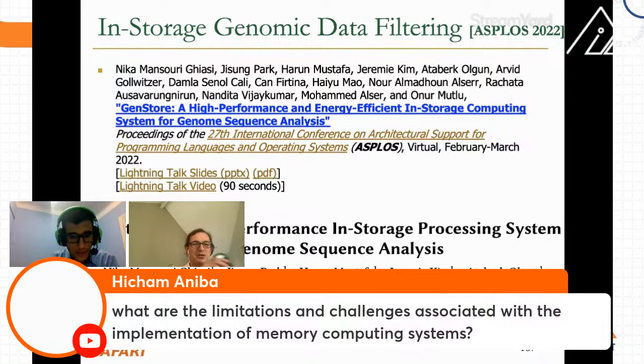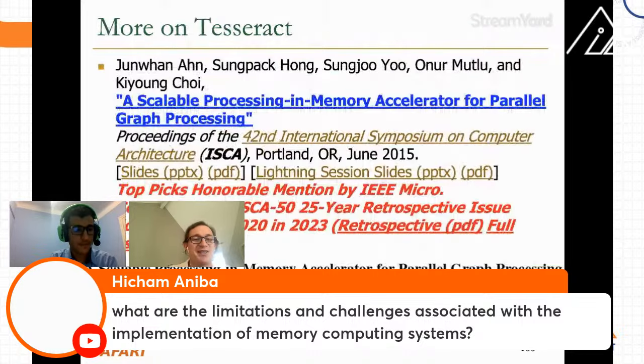Well, the first question is from Hisham. What are the limitations and challenges associated with the implementation of memory computing systems? Yeah. So I'm going to talk about this in the adoption challenges. Essentially, there are quite a few challenges. Programming is a big one. So this Tesseract work, for example, tackles the programming aspect of it. It basically proposed a programming model that's based on distributed systems. But we're going to talk about programming later on.